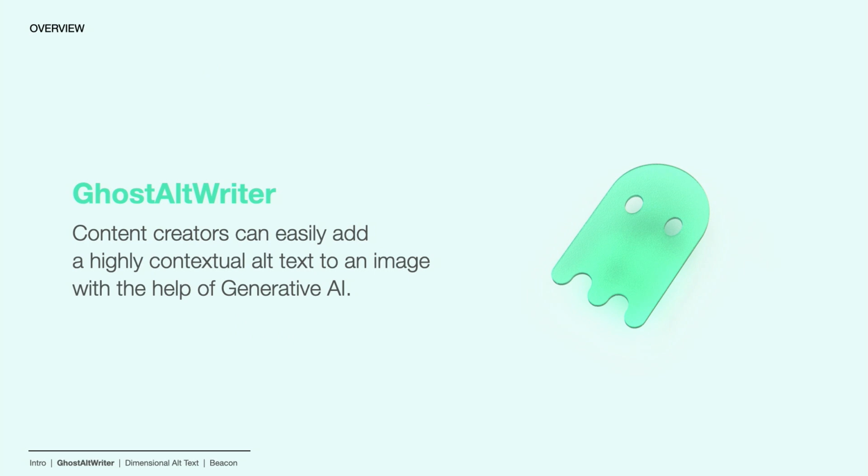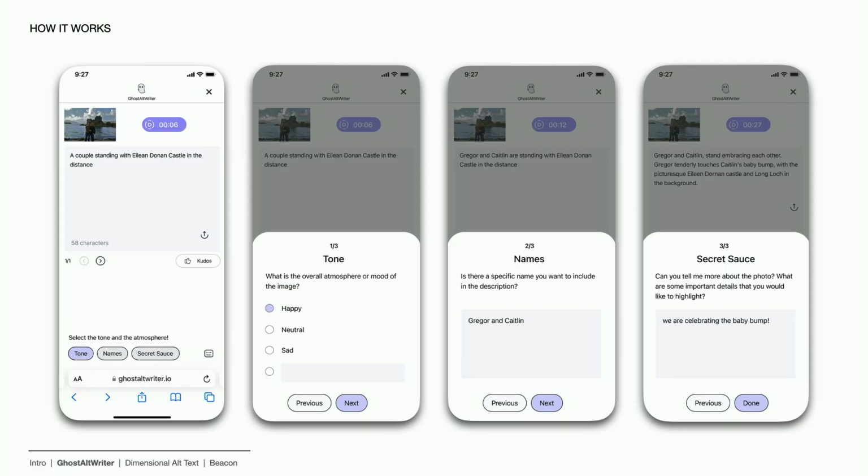This is Ghost Altwriter. Ghost Altwriter is an alt-text authoring tool that combines AI and human collaboration. Here's how it works. Authors provide essential information about the photo, such as the tone and the names of individuals in the photo, then the secret sauce, the reason why the photo is significant to the author. In this image, it's the baby bump. AI will generate additional descriptive details while keeping it concise. By following just a few simple steps, content creators can easily add rich and highly contextual alt text.